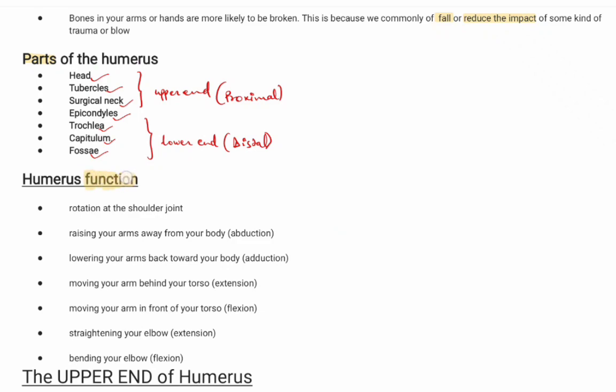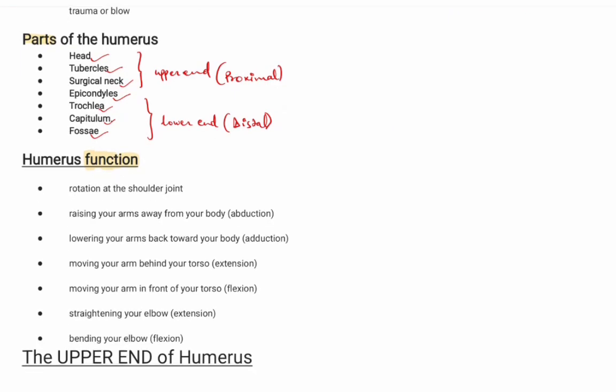Now moving towards the functions of the humerus bone. Basically, it performs all kinds of movements, like rotation, abduction, adduction, extension and flexion. The rotation is of the shoulder joint. Raising your arms away from the body is known as abduction, that is, away from the body. So here the arms are going away from the body.